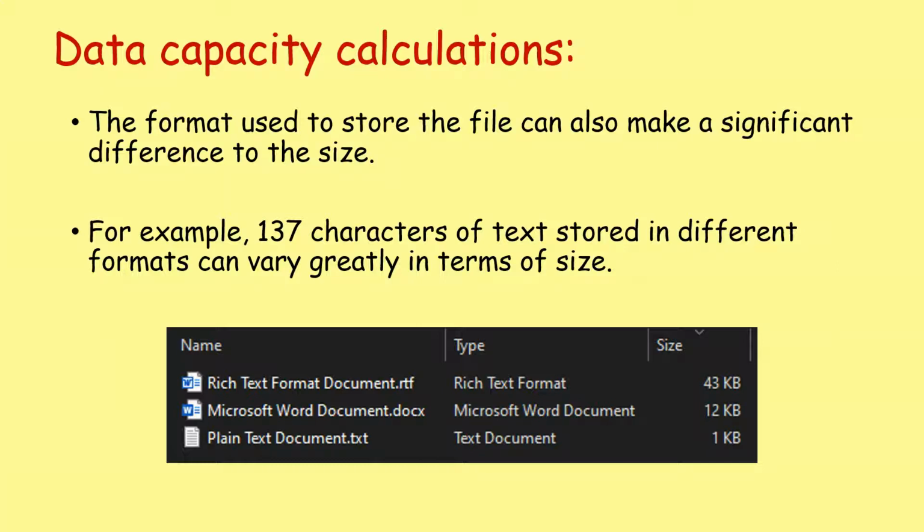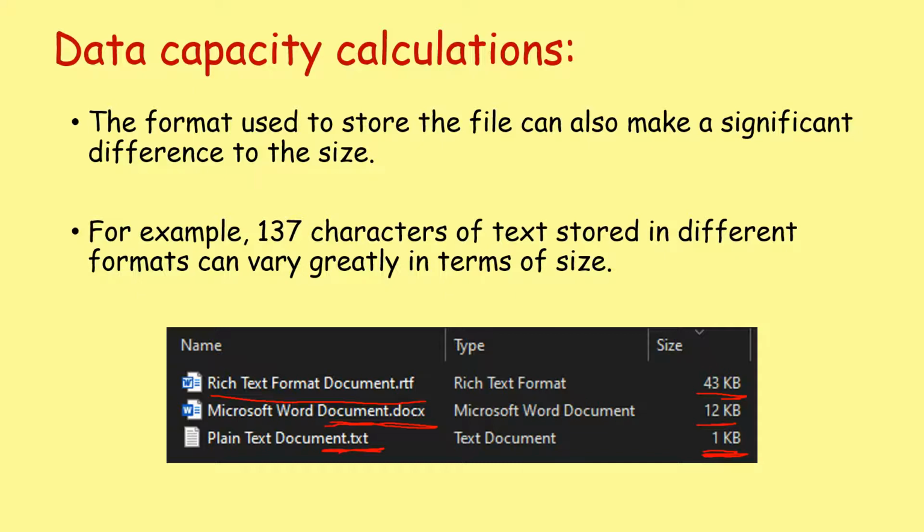For example, 137 characters of text stored in different formats can vary greatly in terms of size. So this is what I did this morning. I just wrote some random words into a text file, 137 characters in total, and then I saved it in 3 different formats. So you can see that the rich text format, the RTF format, comes to 43 kilobytes. The Word doc that we're mostly familiar with comes to 12 kilobytes, and just as a plain TXT file, no formatting, no special data, that 137 characters became less than 1 kilobyte.